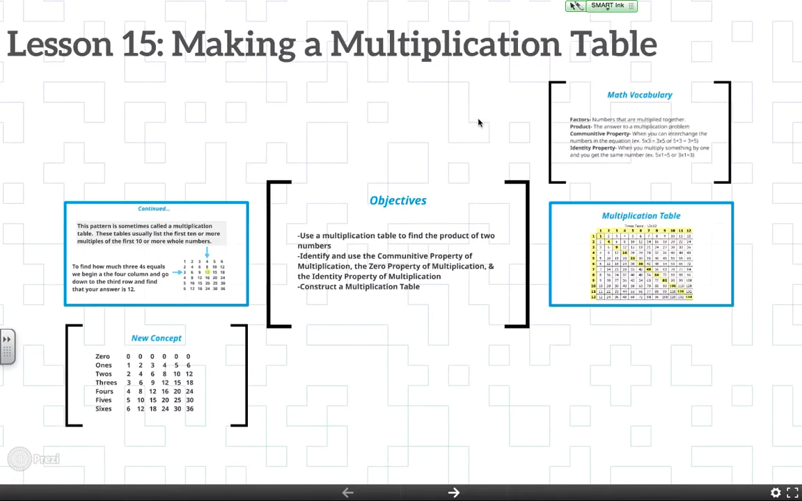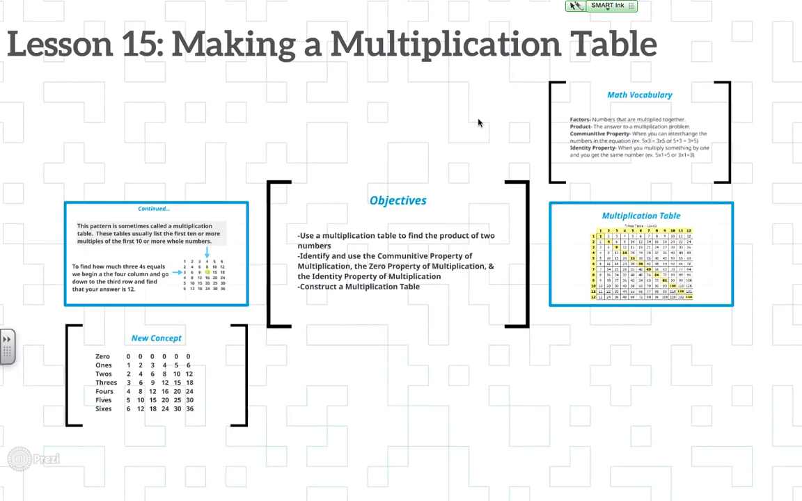All right, good afternoon. We're on lesson 15, making a multiplication table. Let's go to our objectives.